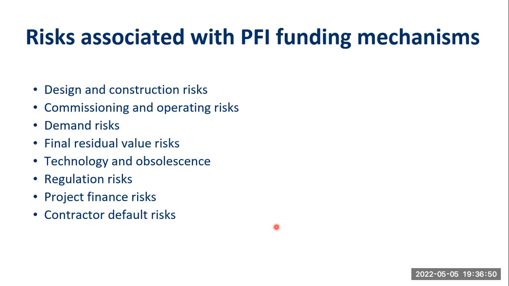All right. So when the public and the private sector come together to finance or fund projects, there are some risks associated with those mechanisms. We have design and construction risk. Sometimes there will be differences in the preference of design and construction. Then commissioning and operating risk: when the thing is finally done, who is going to operate it? When you come together, there's always that confusion. Then demand risk: sometimes one side will be asking for certain things that you may not be able to afford. Then final residual value risk.